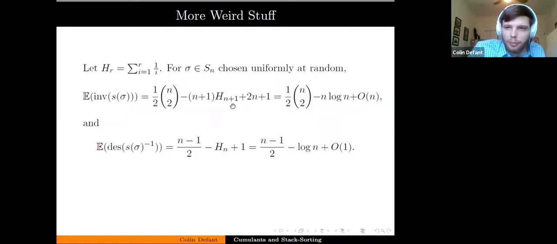And I can write these down explicitly, and this doesn't use cumulants or free probability. I can give a simple combinatorial proof of these expressions here, and I have these asymptotic forms here. So this isn't trivial, but it's not using cumulants or free probability.